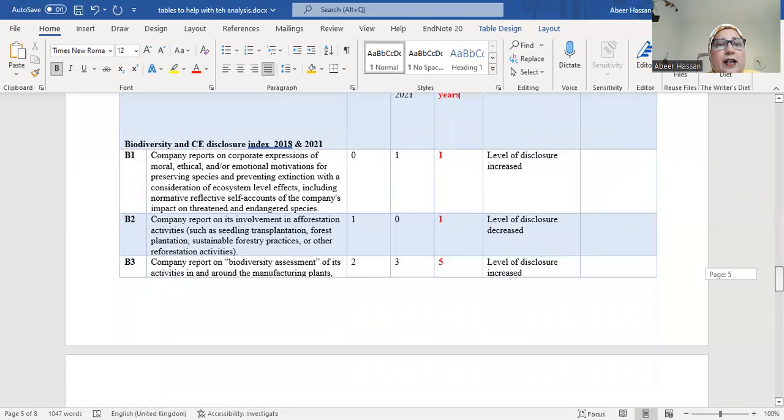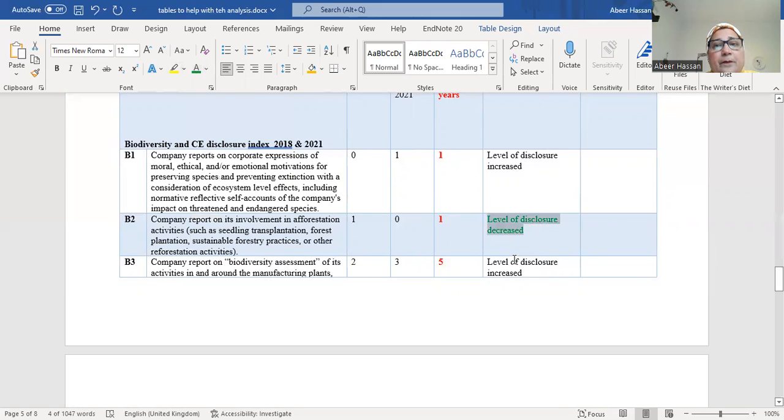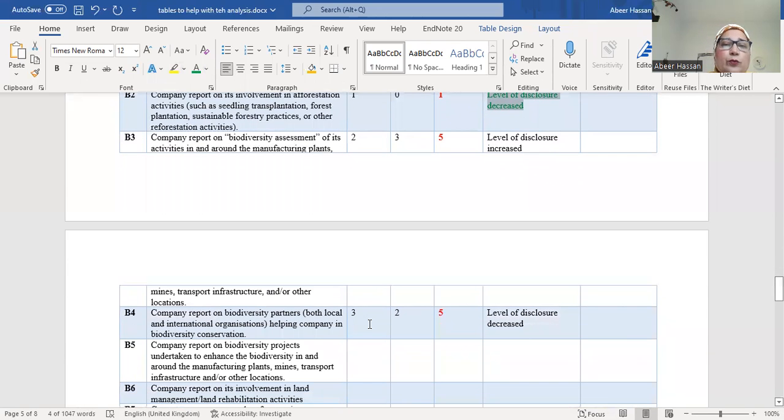If we move to another item, you scored them 2 in 2018 and you scored them 3 in 2021. That means the level of disclosure increased. It was 2, becomes 3. And then if we move on, it was 3 in 2018 and becomes 2. That means that the level of disclosure decreased.